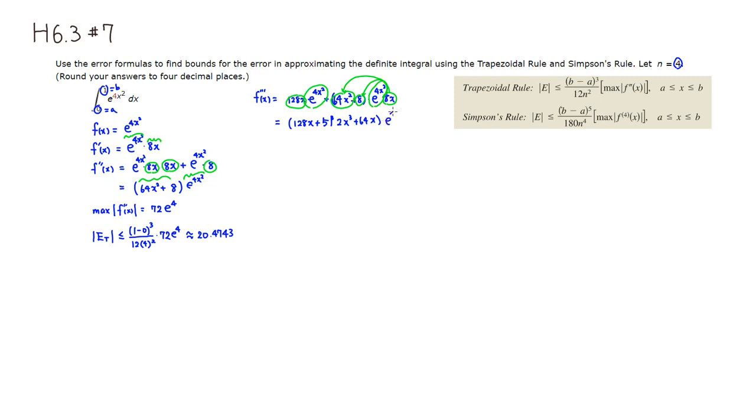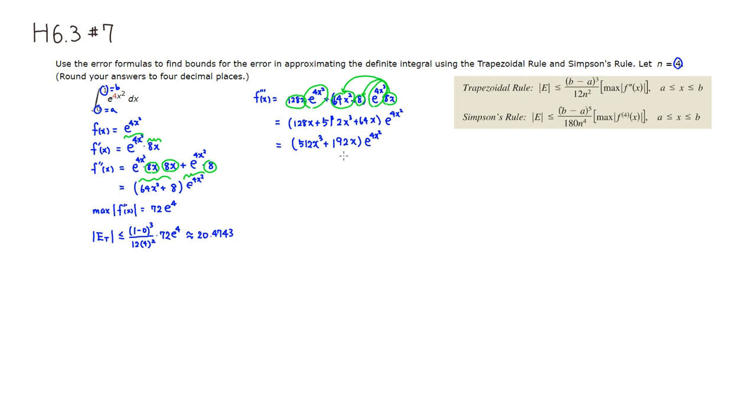So e to the 4x squared. Alright, I'm going to clean up a little bit. So let's see, the highest term is 512x cubed plus, right, we can combine these two together. 8 plus 4 is 12, and 6 plus 2 is 8, so it's going to be 192x, right, e to the 4x squared.